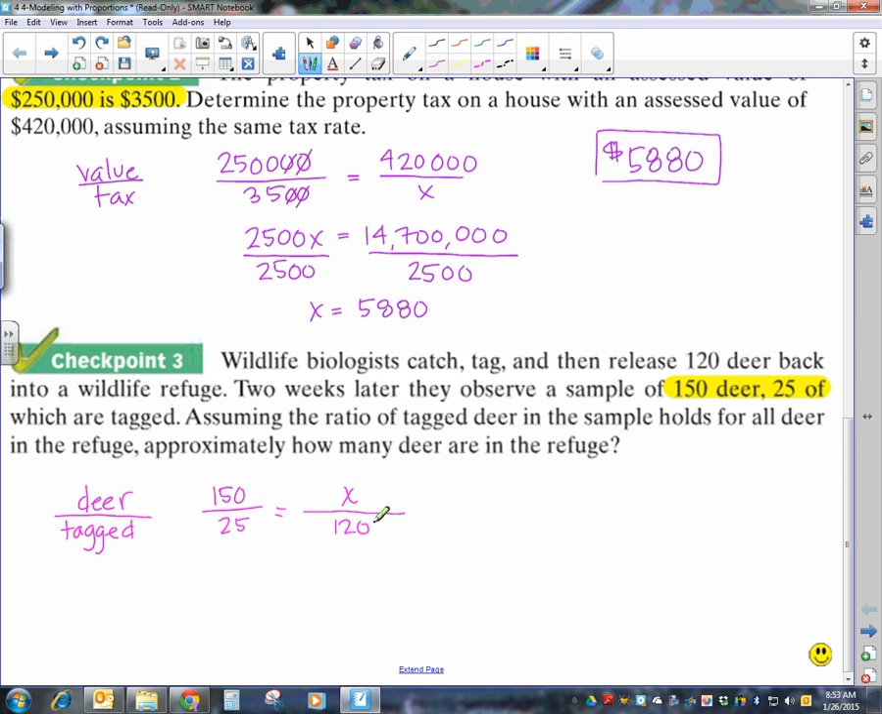Okay, I cannot cross out those zeros. They're not on the same side of the equation, top to bottom. So I'm going to have to multiply. 150 times 120 is, actually, 18,000, equals 25x. Divide both sides by 25. And we're going to find out that 720 is equal to x. So to answer my question, approximately how many deer are in the refuge? We're going to say 720 deer.